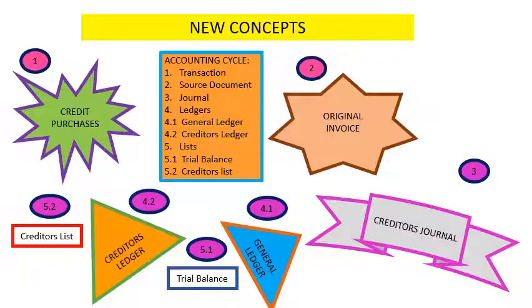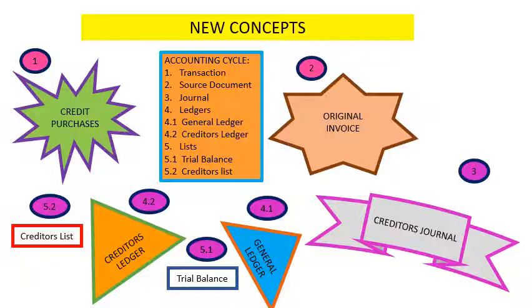At the end of the month, after you've totaled and balanced all the accounts, you have to prepare certain lists. The trial balance, which is a list of all the accounts in your general ledger, and then a new list called the creditors list, which is a list of all your creditors that you've taken from the creditors ledger. Now let's see how this accounting cycle is applied to credit purchases.